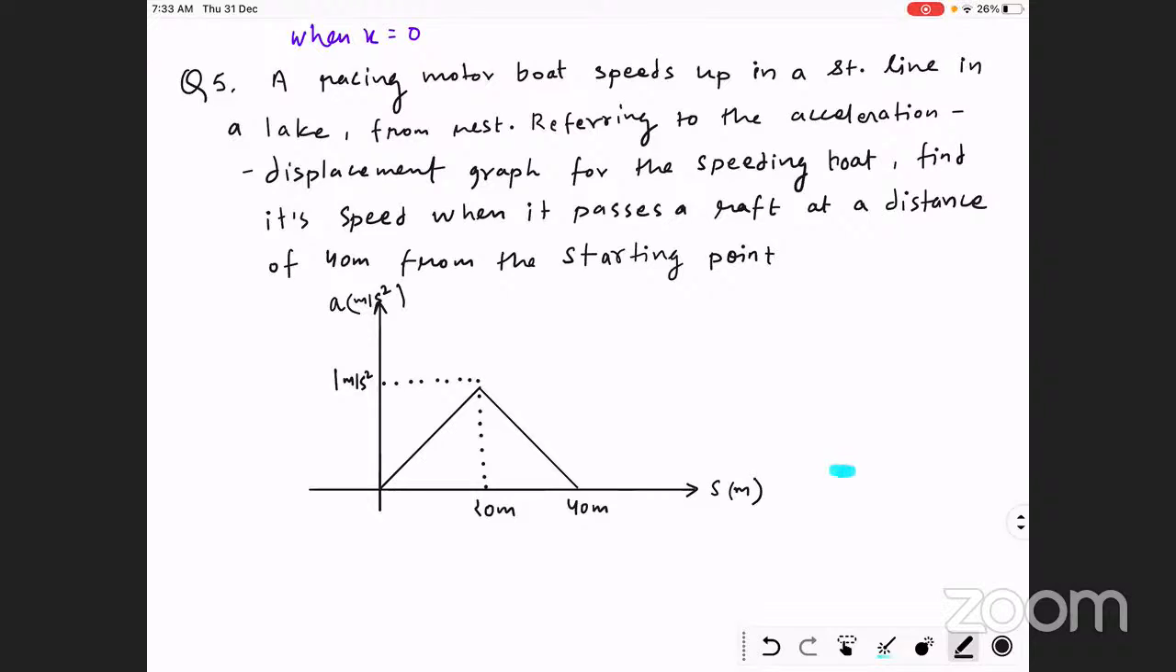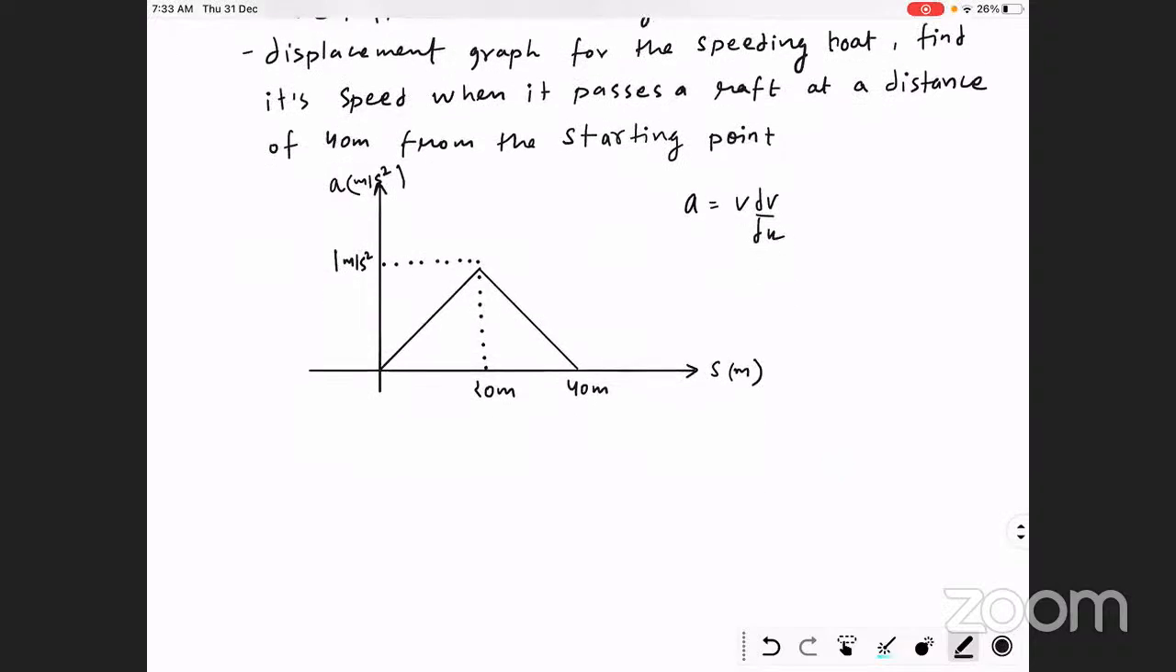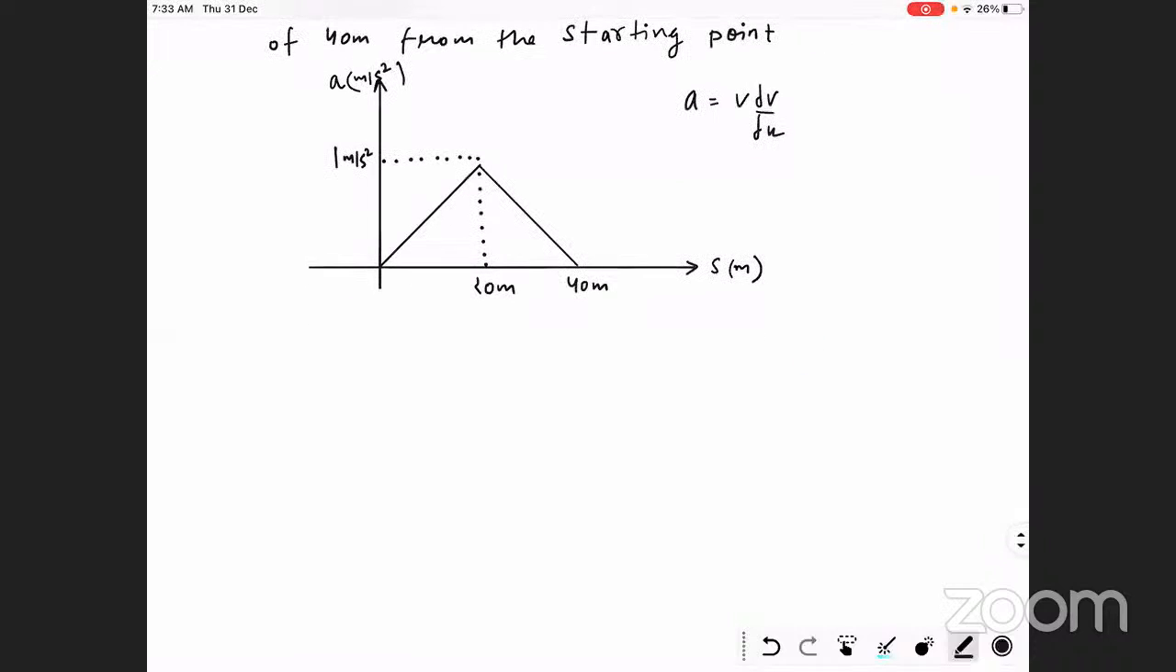Okay, let's see. I have one idea. V dv by dx. Do you remember this? Yes. Transfer dx to the other side. So integration of acceleration with respect to displacement gives the area under the acceleration versus displacement graph. Am I right?